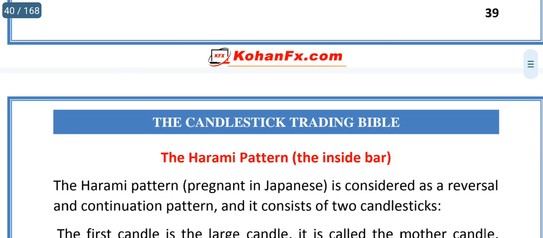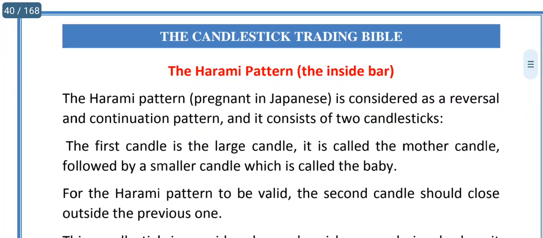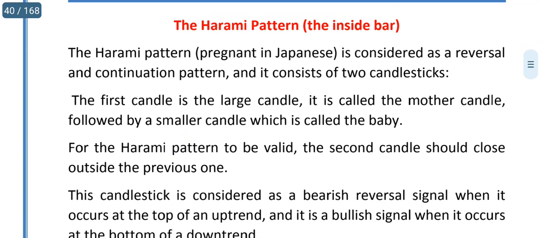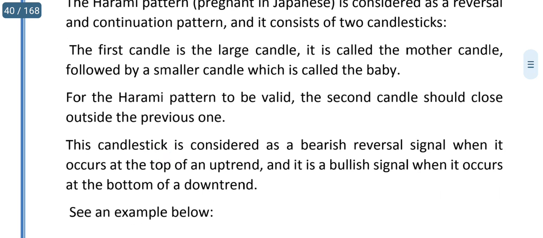Let us look at the third candlestick pattern in this video, and it is called the Harami candlestick pattern. It is considered as a reversal and a continuation pattern. It consists of two candlesticks. The first candlestick is a large candle and it is called the mother candle, followed by the smaller candle which is called the baby.